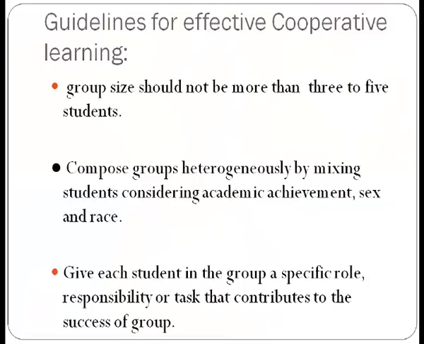Certain guidelines must be followed while doing cooperative learning. First of all, group size should not be more than 3 to 5 students, because if the group size is too large, then learning cannot take place, and some haphazard activities will take place. So, group size should not be more than 3 to 5 students. Second, compose groups heterogeneously by mixing students considering academic achievement, sex and race. Groups should not be homogeneous in nature. They should be heterogeneous, then only you learn how to work together.